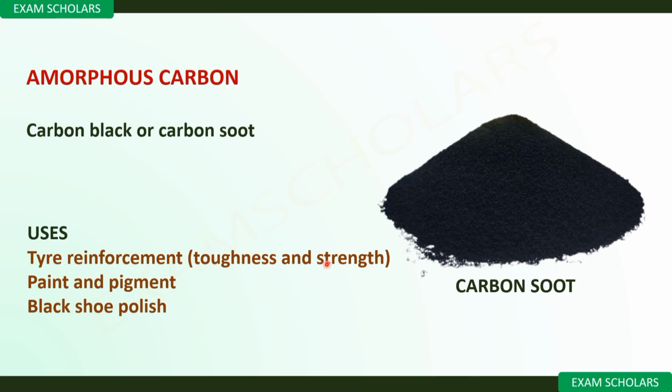Now, you see this black stuff, which is known as carbon soot. It is used in paint as black pigment. So when you see any black paint, know that inside this black paint, there is carbon soot. Another one is black shoe polish. Carbon soot is also used for making black shoe polish.